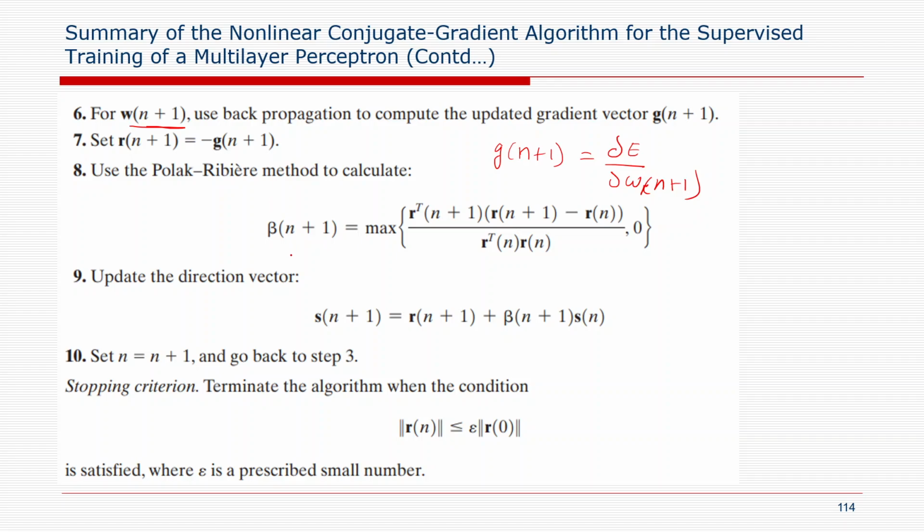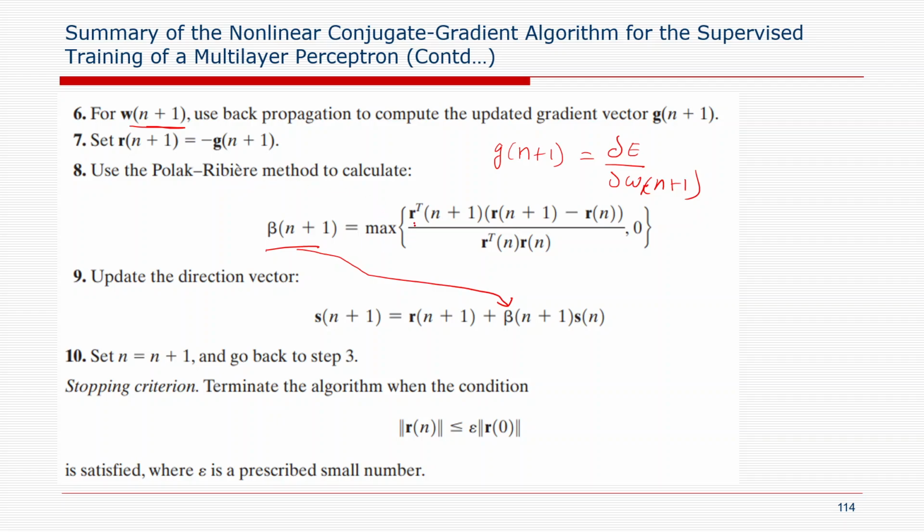Now, we have to use this beta parameter, because next when we have to update the search direction, we will use this beta parameter. One way of updating the beta parameter is the Polak-Ribiere method to calculate this one.